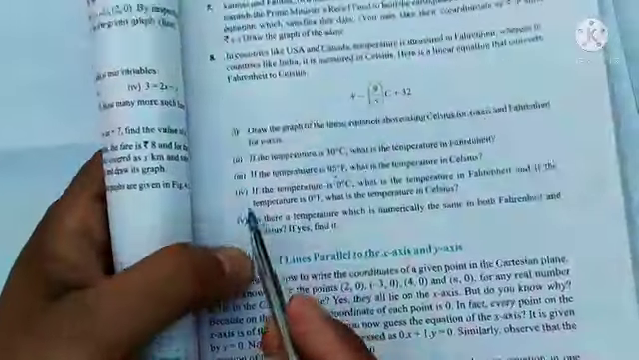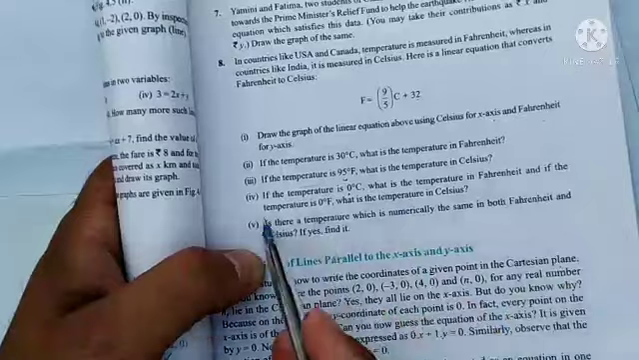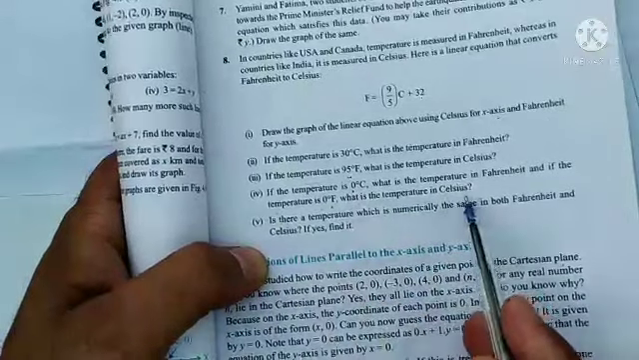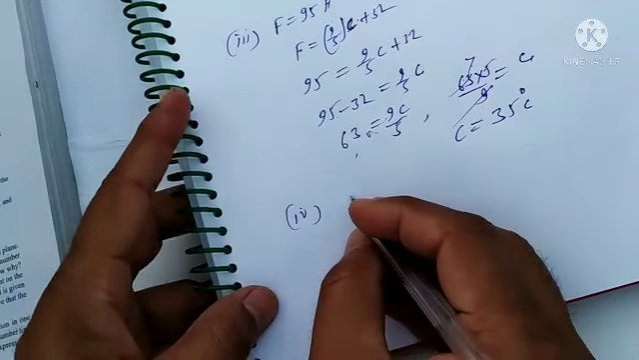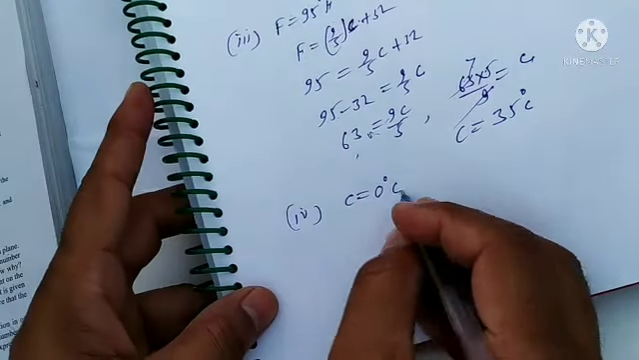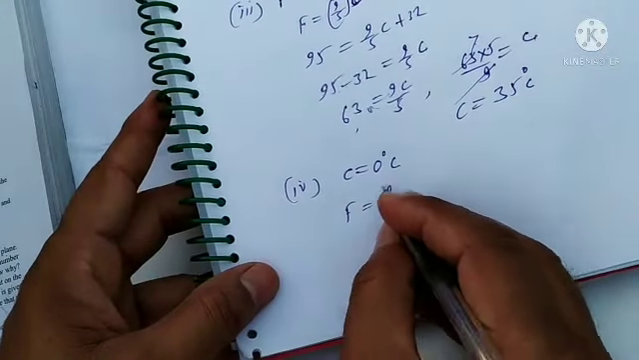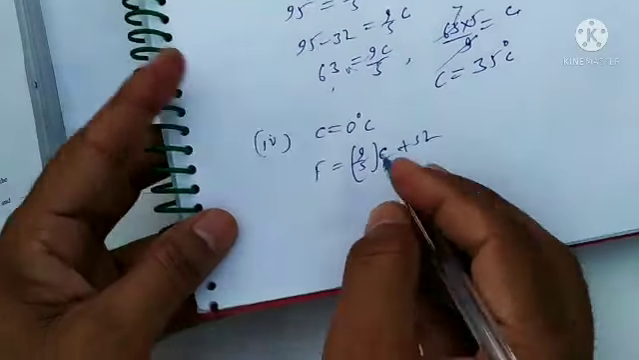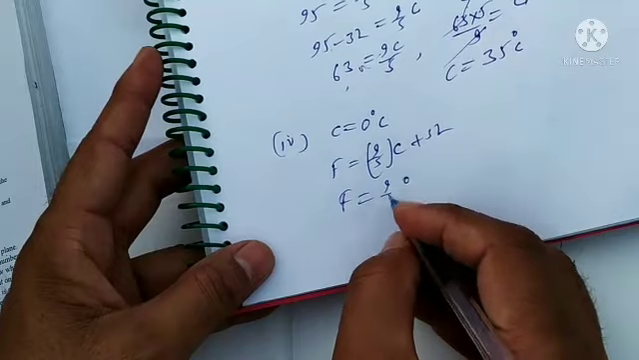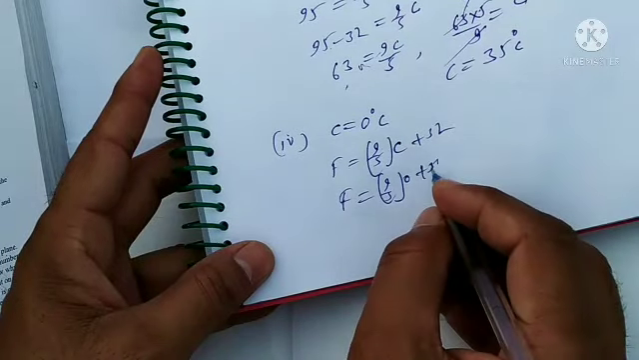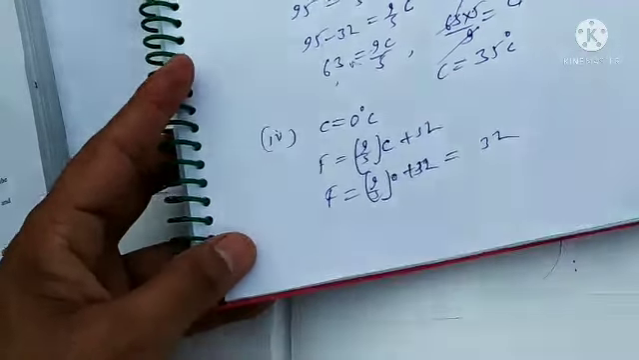Third part also. And the fourth part: if the temperature is 0 degrees Celsius, what is the temperature in Fahrenheit? If C is equal to 0 degrees Celsius, then what is the temperature in Fahrenheit? So F is equal to 9 upon 5 C plus 32. In the place of C, write 0. So 0 times 9 upon 5 plus 32. If you multiply this by 0, it will be only 32. So it is 32 in Fahrenheit.